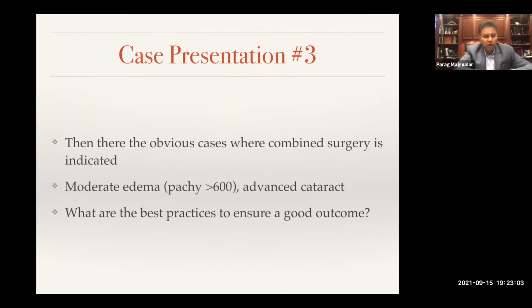You see patients with moderate edema, all the symptoms of Fuchs, they have blurred vision in the morning and it gets better as the day goes on. You can see that they've got 2 to 3 plus nuclear cataract. So now I think that here the obvious solution is to do both combined.